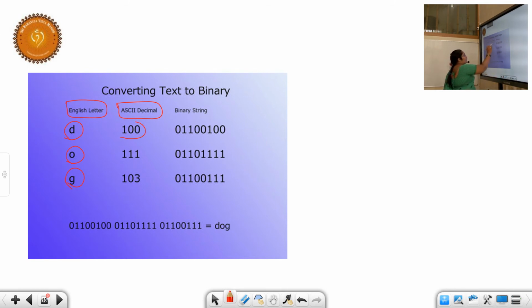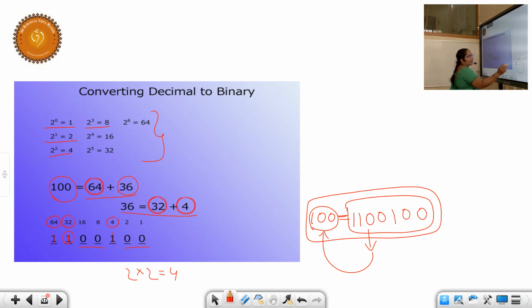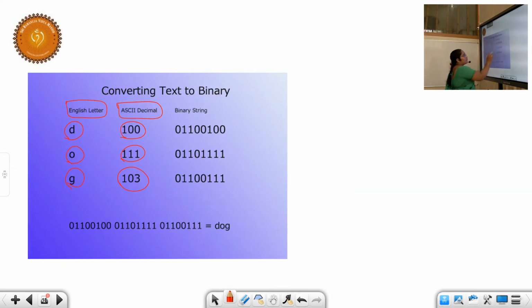So 100, 111, 103. So how is it changed? In the last slide I explained how 100 is written. So 1100, 100. So we are having 1100, 100, in an 8-bit format. We are containing a string which consists of 8 bits.